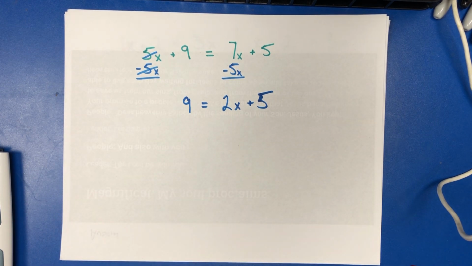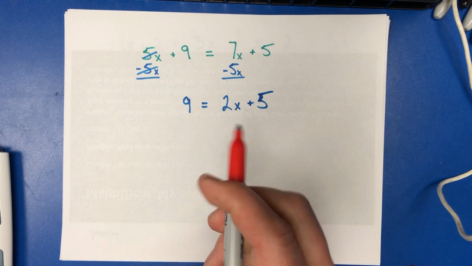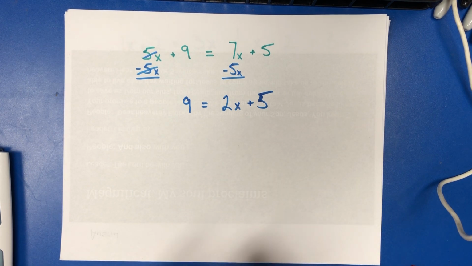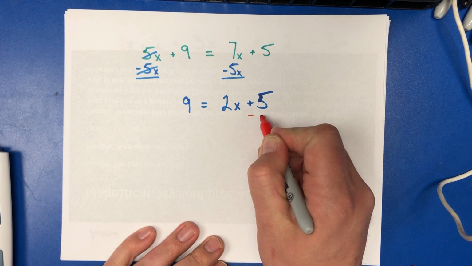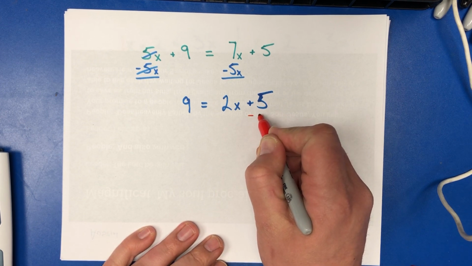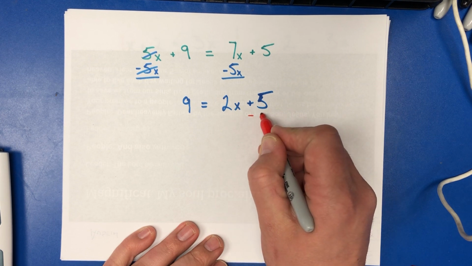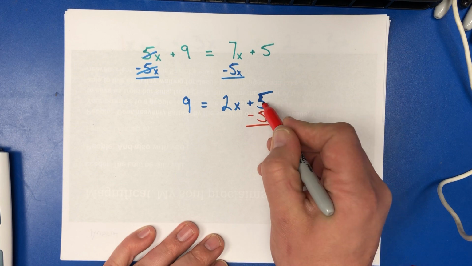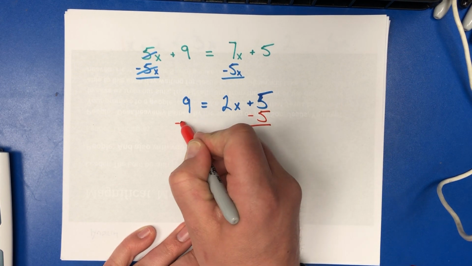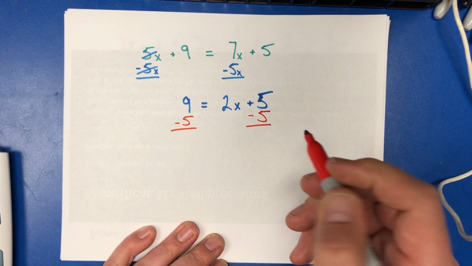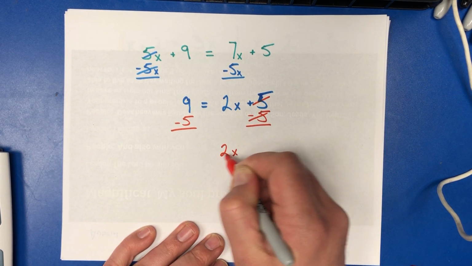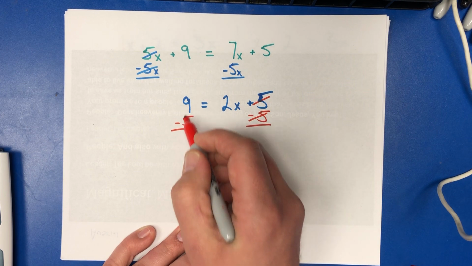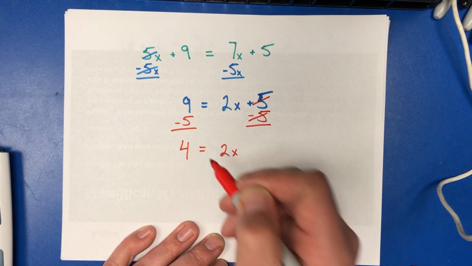Okay, so now what? Remember what I've been saying, you want your letters on one side, you want your numbers on the other. So I'm going to do this reverse PEMDAS style. Instead of taking care of the multiplication, I'm going to take care of the addition and subtraction. That's the inverse way of doing it. Instead of a plus 5, I'm doing minus 5. And I'm going to do that to both sides. Again, this cancels out, leaving me with 2x's on the right side. On the left side, I have 9 minus 5, which is equal to 4.